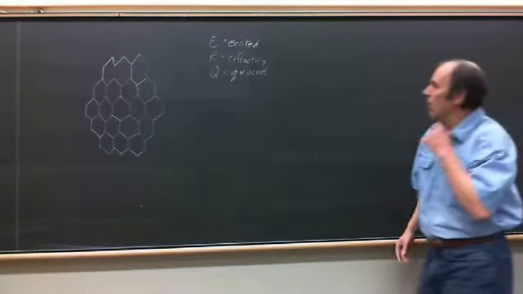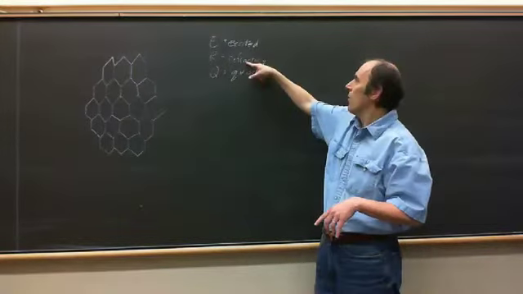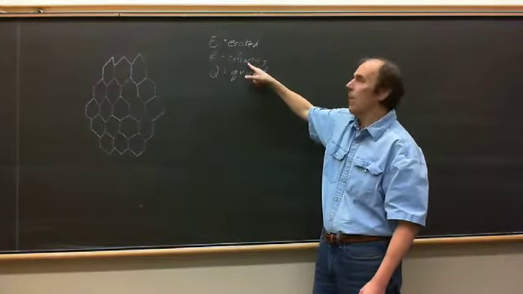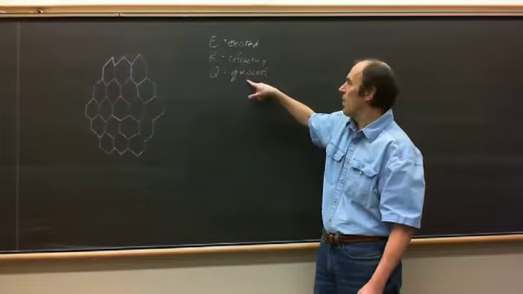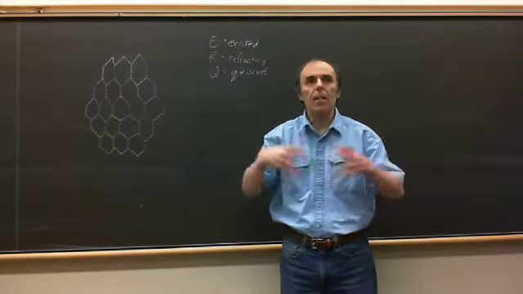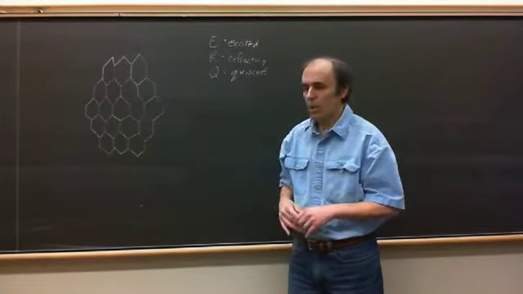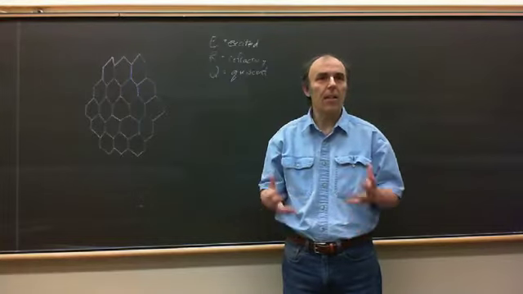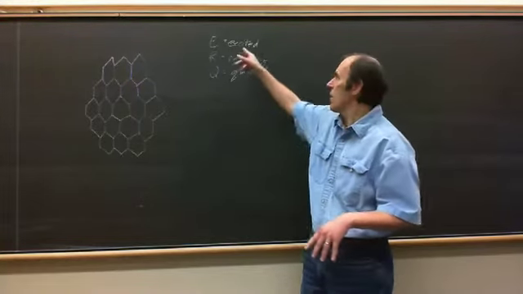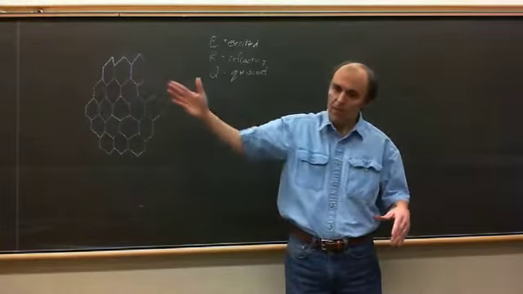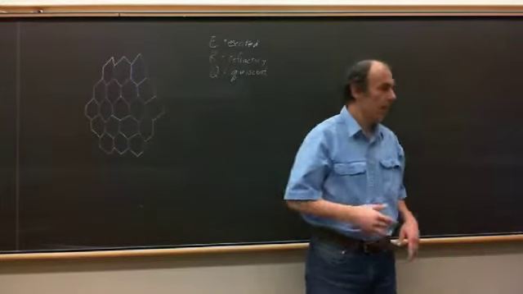Let's go over them one more time. If you're in excited, next time step you go to refractory. If you're in refractory, next time step you go to quiescent. If you're in quiescent, the next time step, you're going to stay in quiescent unless one of your nearest neighbors is excited, and that means like a wavefront's propagating in, and then you become excited.